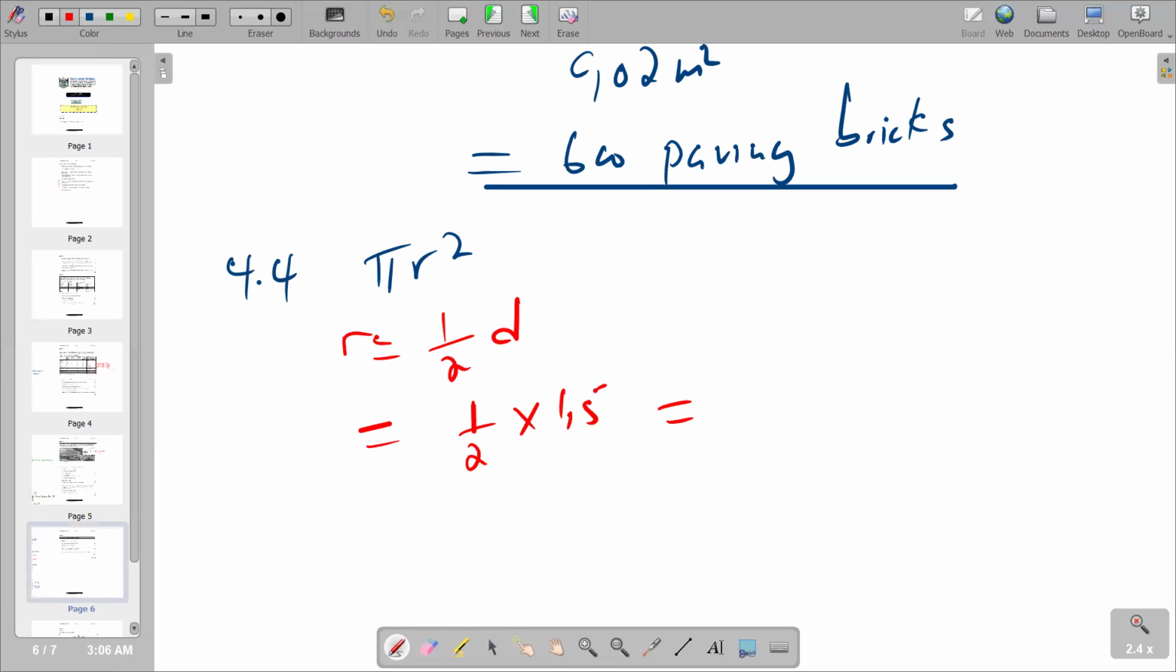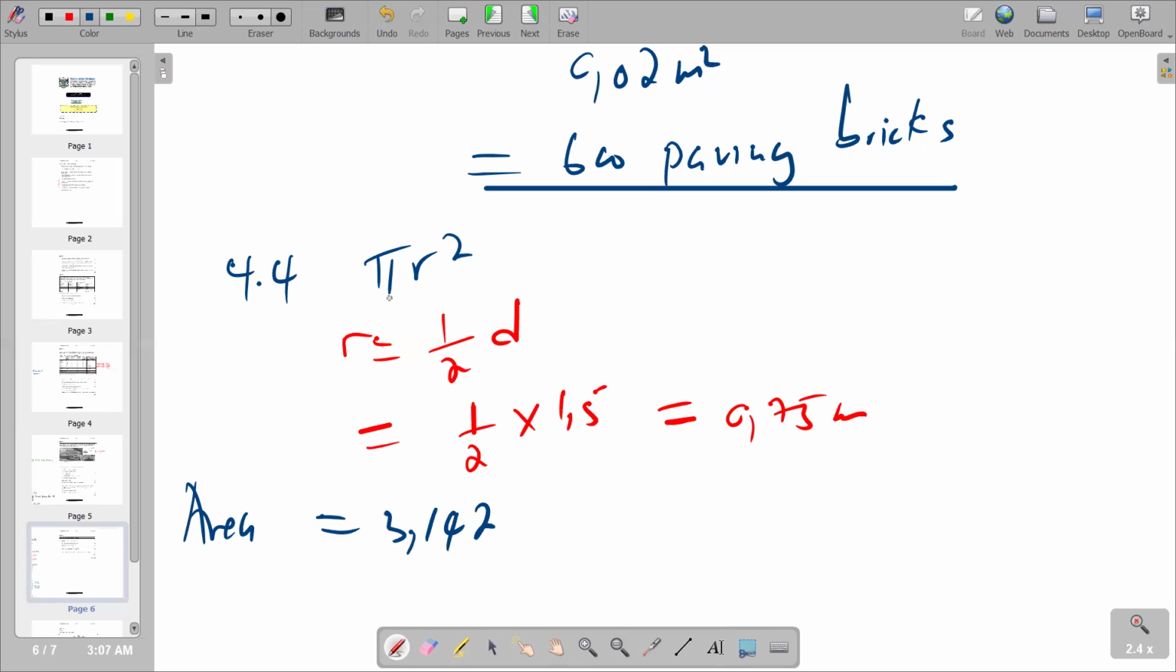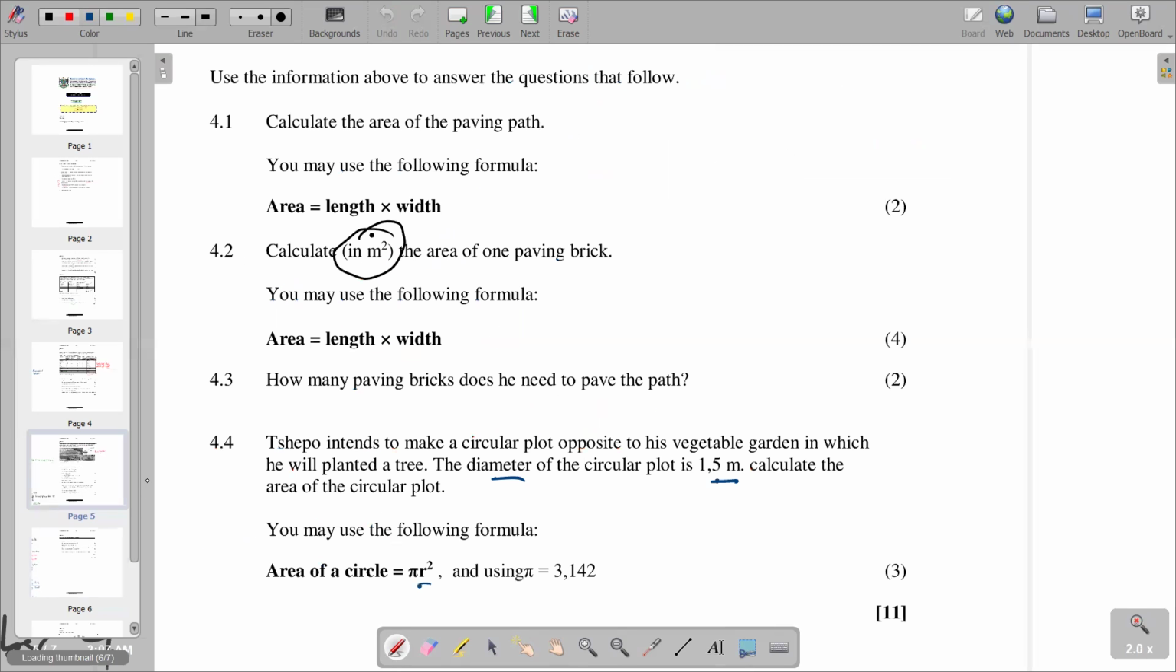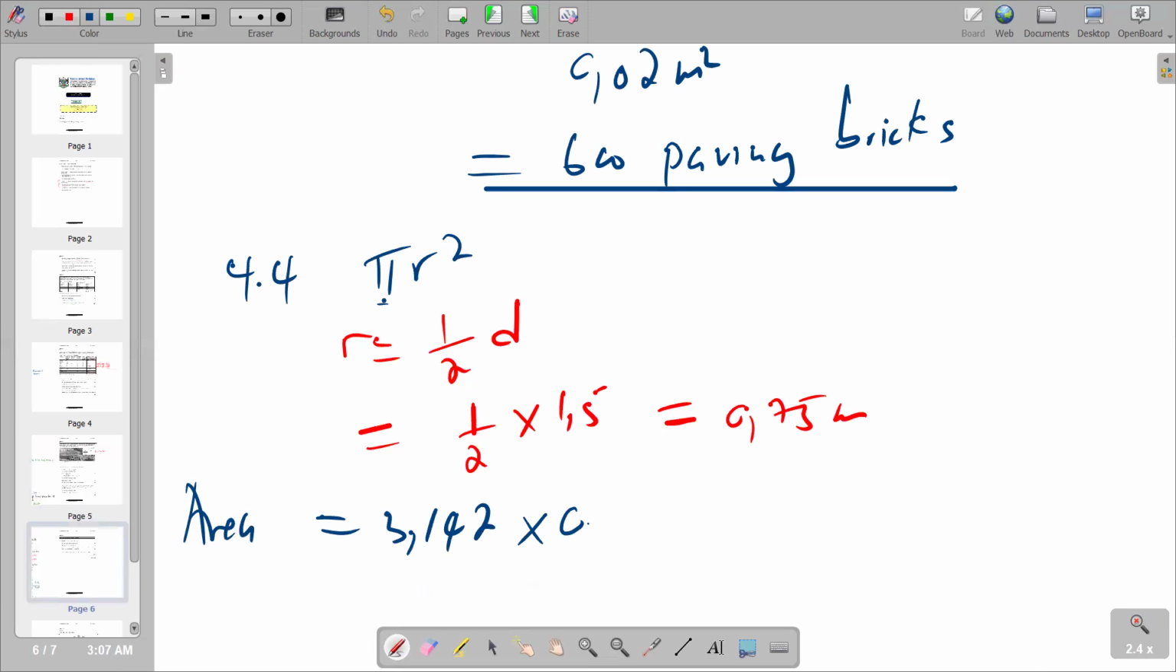And we are going to get our diameter as, we can try to see 0.75 meters. So now going back to our calculation, we are saying pi r squared. Remember, pi is being given as 3.142. So we are saying the area now is equal to 3.142, which is our pi. Then we multiply by our r, which is 0.75. We calculated it. It is squared.